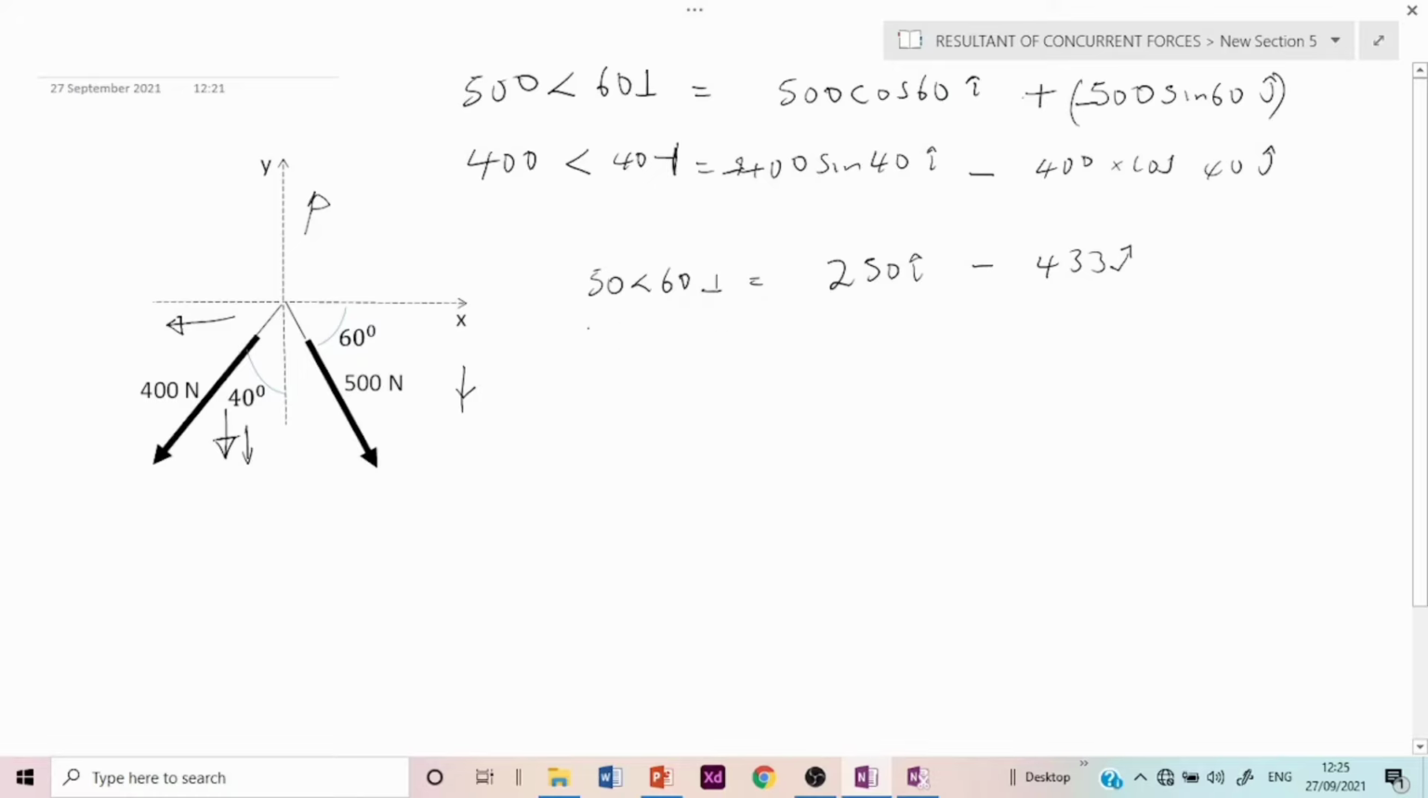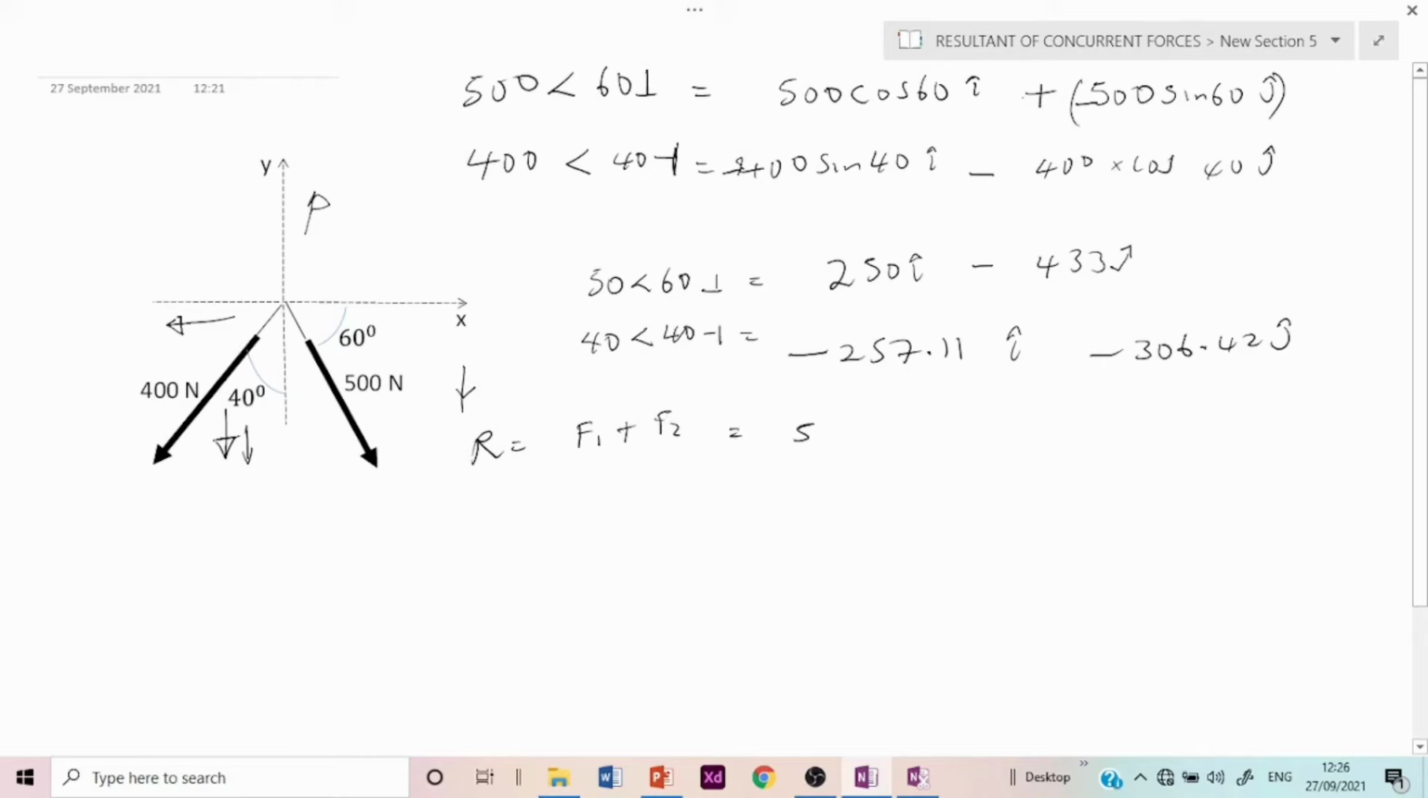And likewise, the 400 Newton force, which is at an angle of 40 degrees to the vertical, will be equal to minus 257.11i minus 306.42j. So to get the resultant, we must recall that our resultant is equal to F1 plus F2.